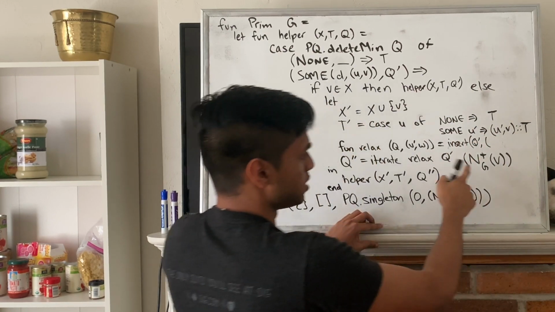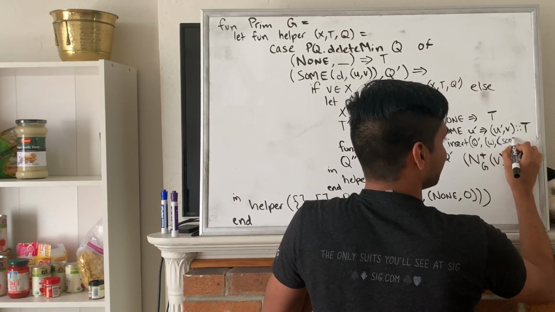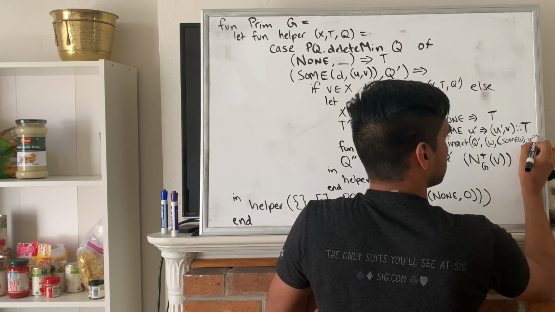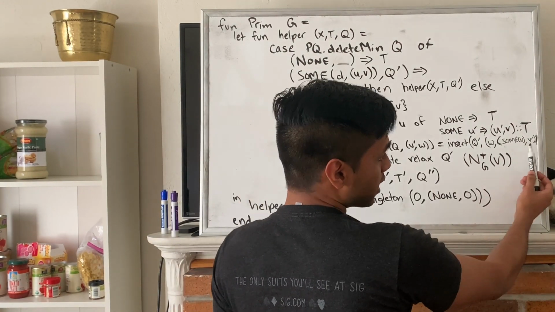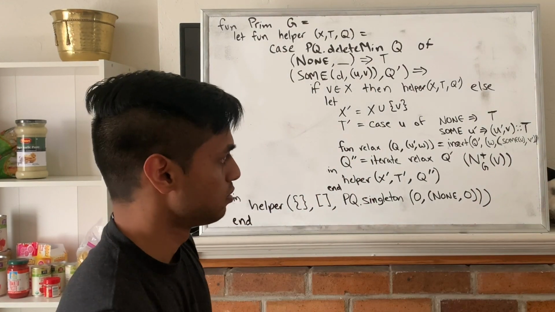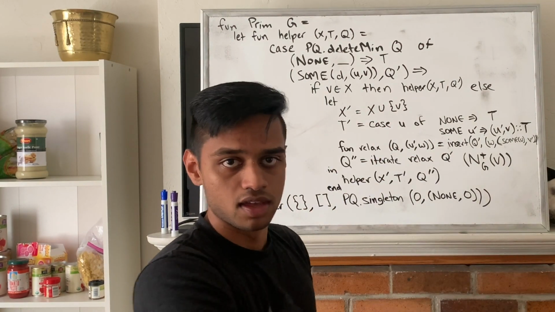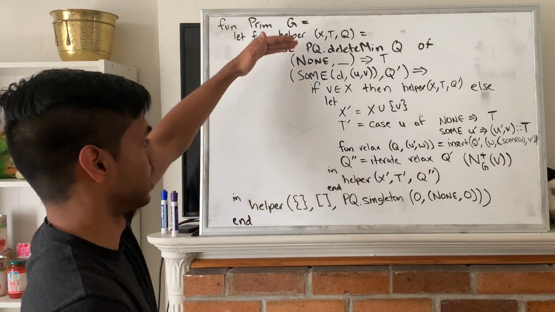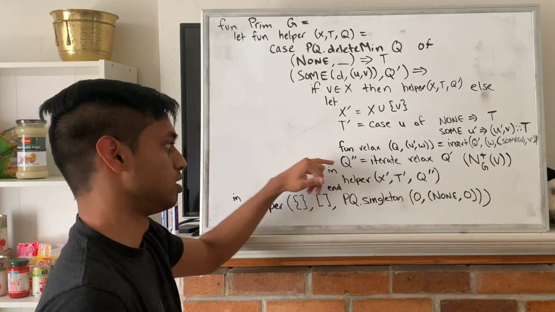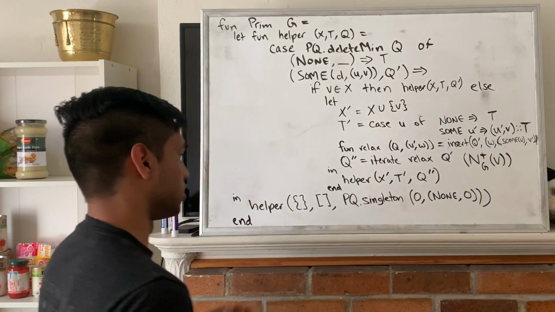And the priority is just going to be the weight of this edge, so W. So sum of V, comma V prime. Note that this is an edge that we can possibly add into our MST, and that's why we use the sum notation over here, because V is a valid vertex in the graph, and then from there we're going to V prime. After all this, we're just going to recurse on helper with our updated vertex set, our updated tree, and our updated priority queue with all the new edges of the neighbor V added in.